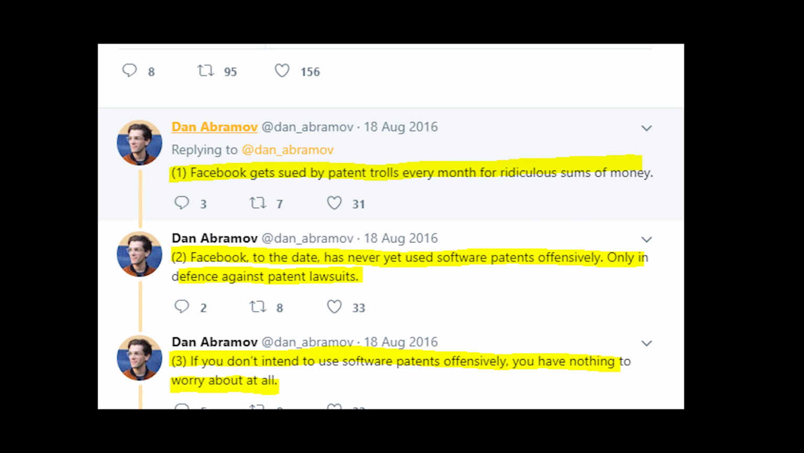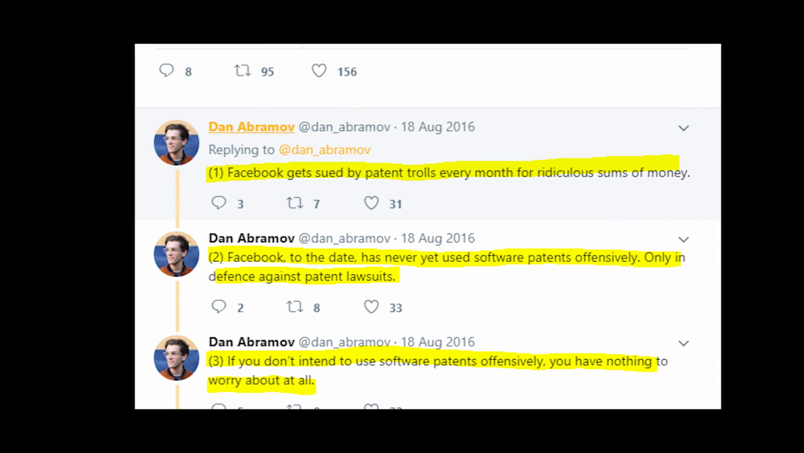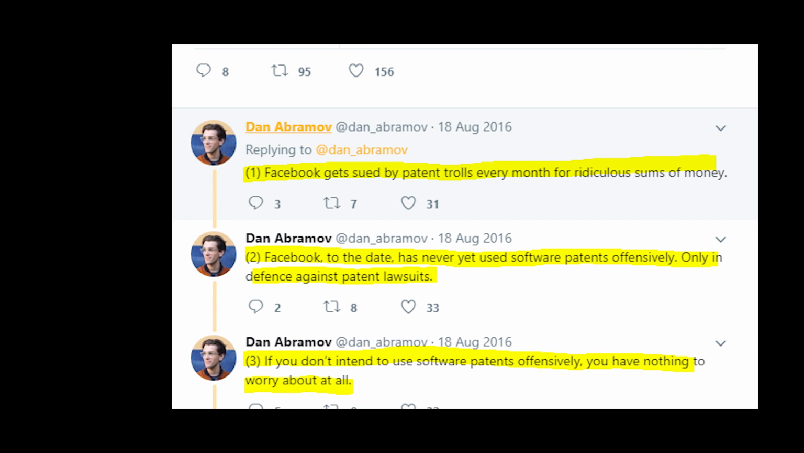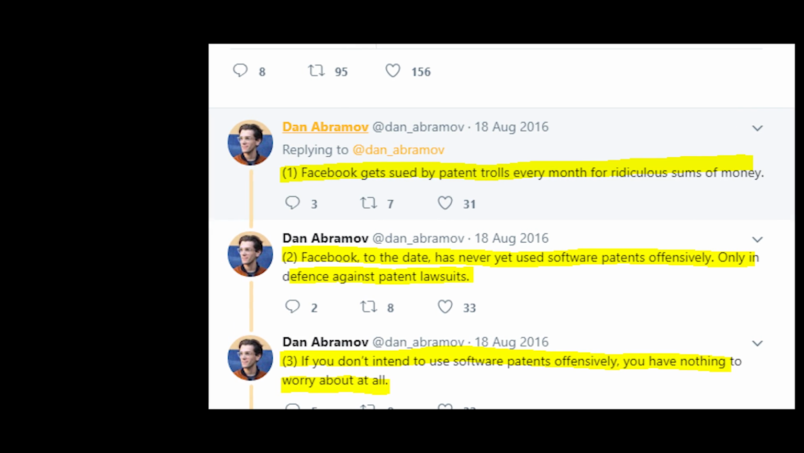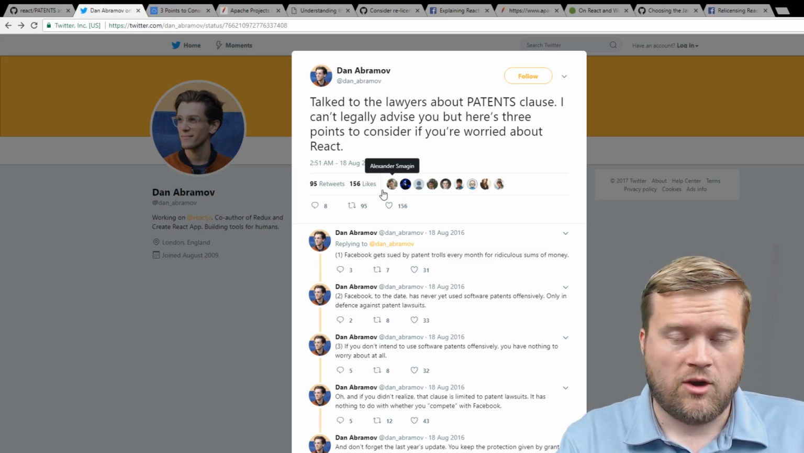So he basically said in 2016 not to worry about this patent. I know it sounds like Facebook can come and sue you, but we don't ever sue people offensively, only if we get sued first. And this is just to help protect us. So I think for the most part, the community understood that and they were okay with that.